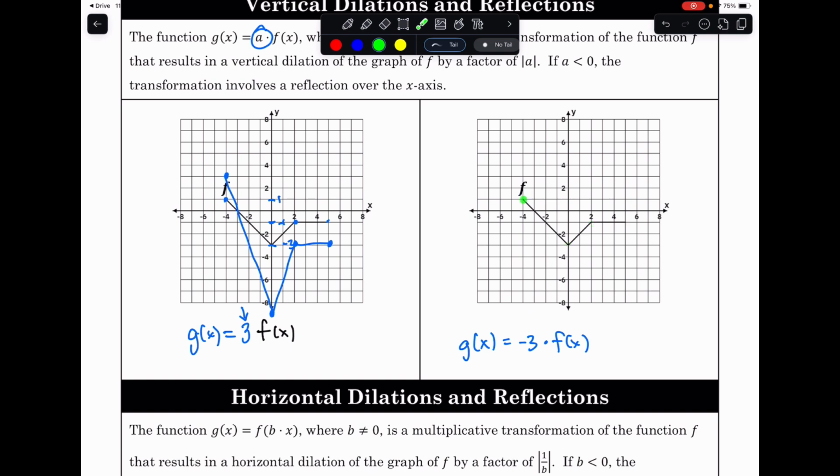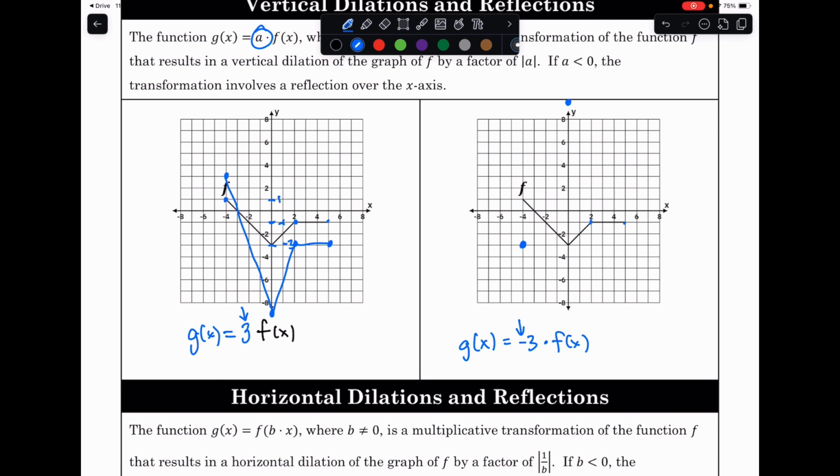So since this point has a y value of 1, 1 times -3 would be -3, and that would move that point to this location right there. Since this point has a y value of -3, -3 times -3, that's +9. So that would move that point all the way up there. So not only is it 3 times away from the x-axis, but also in the opposite direction because of that negative sign there.